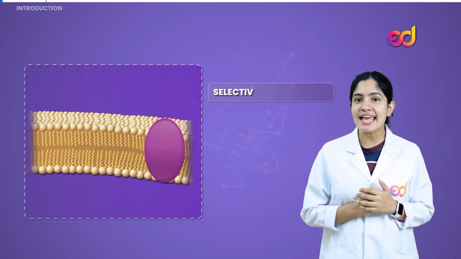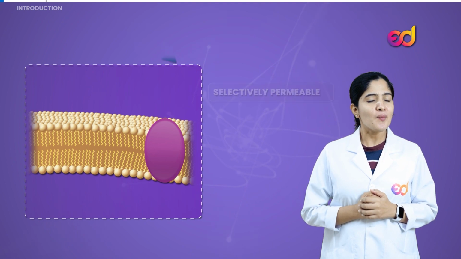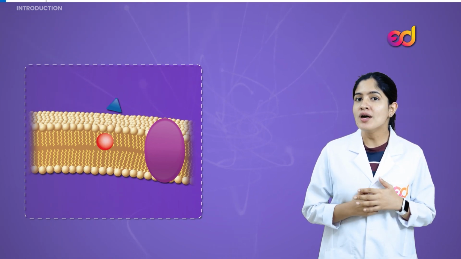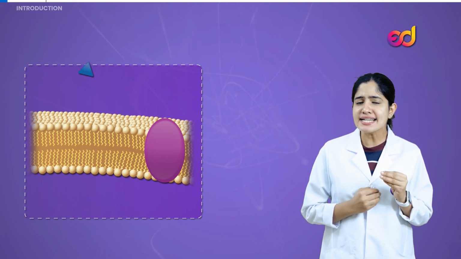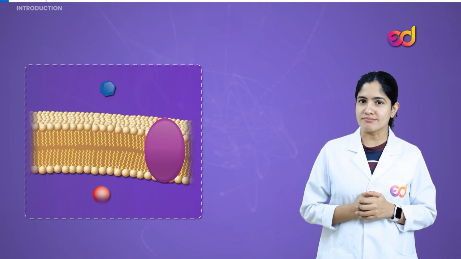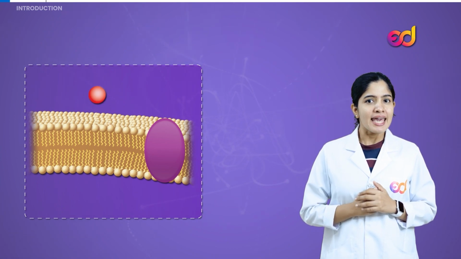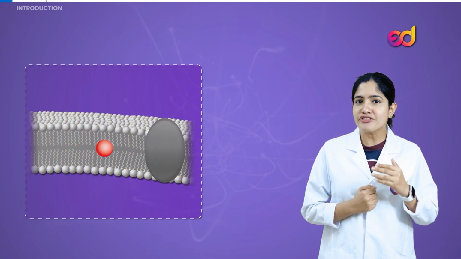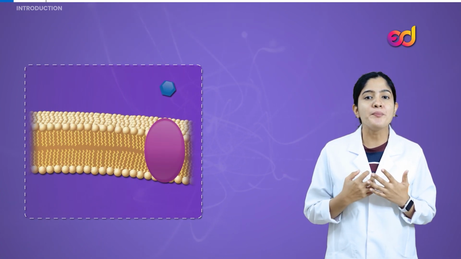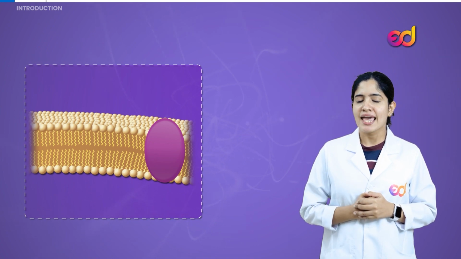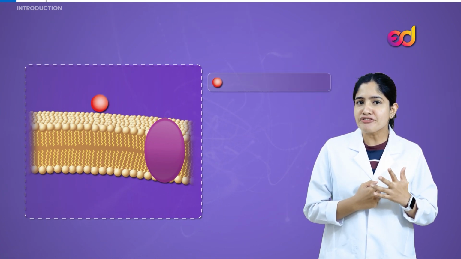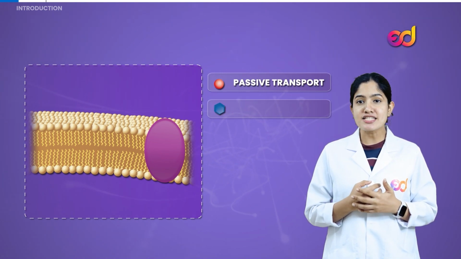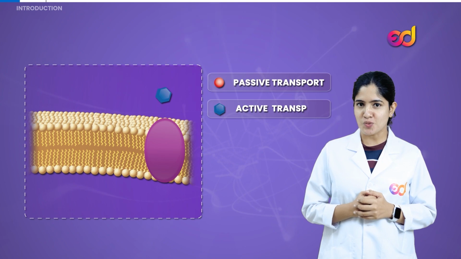Membranes are selectively permeable. What does this indicate? This means they allow the movement of only certain substances freely across them. Okay. Here you can appreciate that some substances enter freely whereas some are made to enter forcefully. The substances that enter freely are passive transport and those that enter forcefully are active transport.